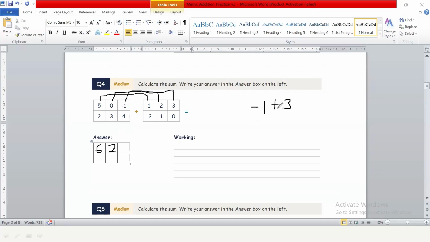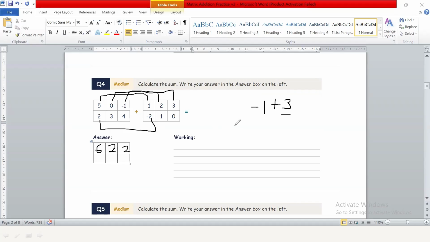So we look at it: they have opposite signs, but the one with 3 is the bigger number. Which means definitely our answer will be a positive number. So what do we do next? Subtract. So 3 minus 1 is 2. So we should have 2 here. Then we move to the next one.